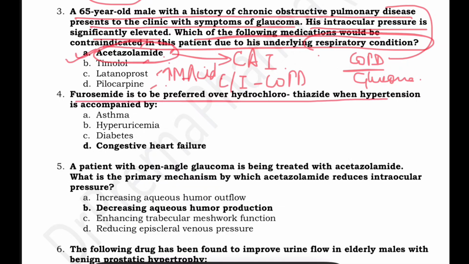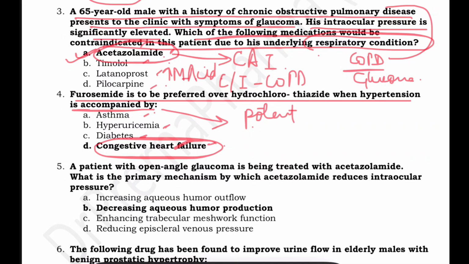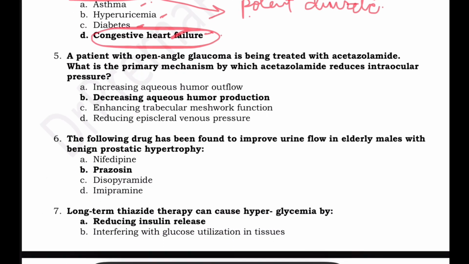Furosemide is preferred over hydrochlorothiazide when hypertension is accompanied by asthma, hyperuricemia, diabetes and CHF. So when the hypertension is accompanied with CHF, that time furosemide is used. It is a potent diuretic, right, and it is not a good antihypertensive. The fall in BP is because of the salt and water excretion, low reduction in the plasma volume. So that is why it is preferred over hydrochlorothiazide when it is refractory CHF.